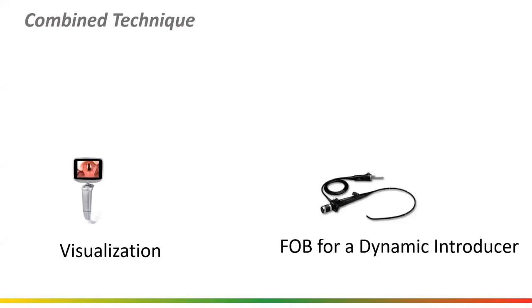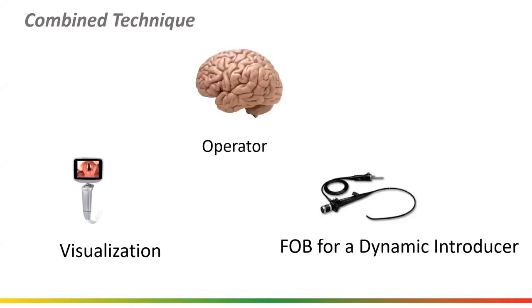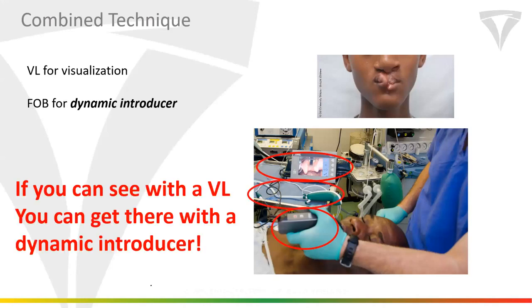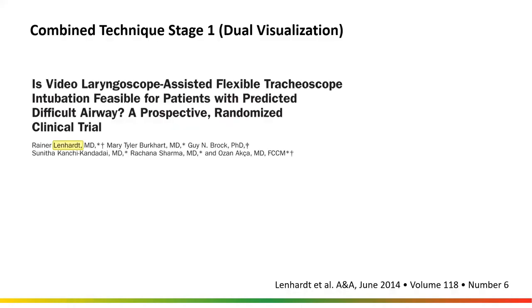Go back to our model just to beat the dead horse. Left-hand visualization, left and right-hand fiber optic bronchoscopes as a dynamic introducer, and then operators. Okay, so combined technique, VL for visualization, dynamic introducer. If you can see there with a VL, you can get there with dynamic introducers. So combined technique, and now we're into the stages of evolution of combined technique because it has changed over time.